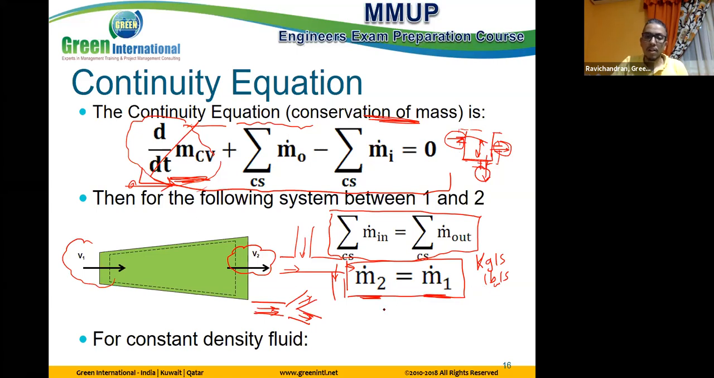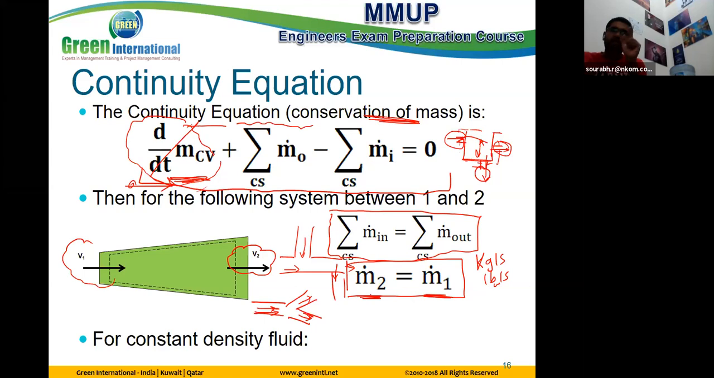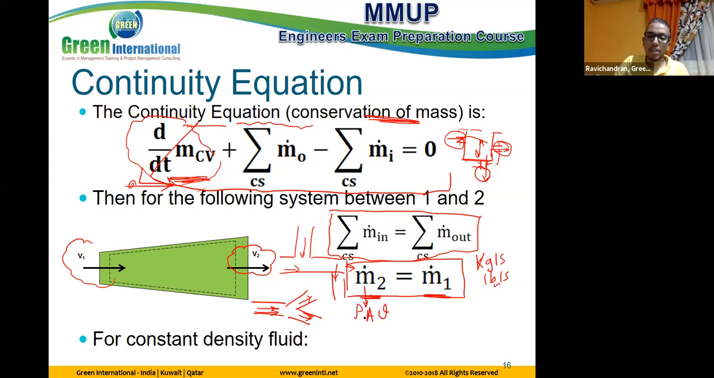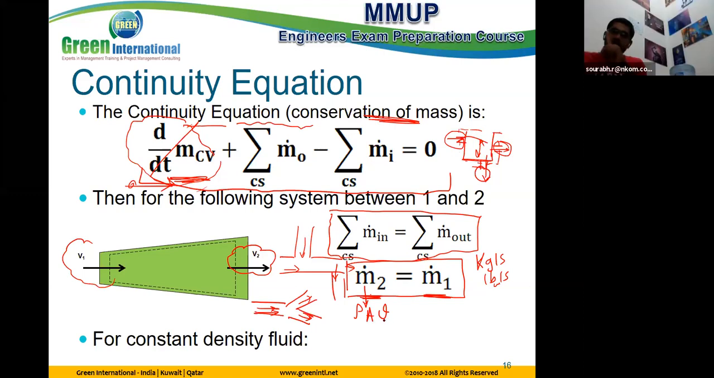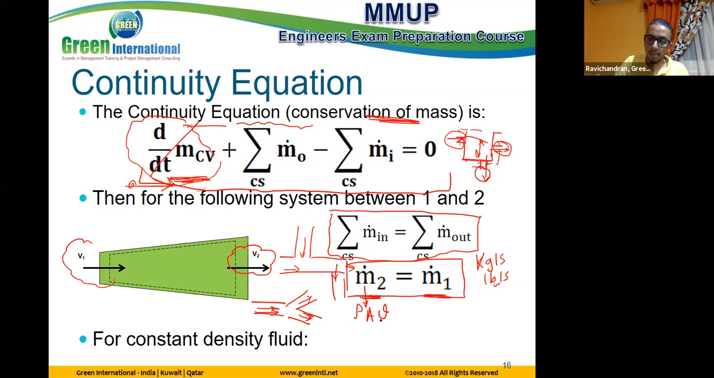What is m dot? Actually, m dot is equal to rho times A times V. Rho is density, A is area, and V is velocity.